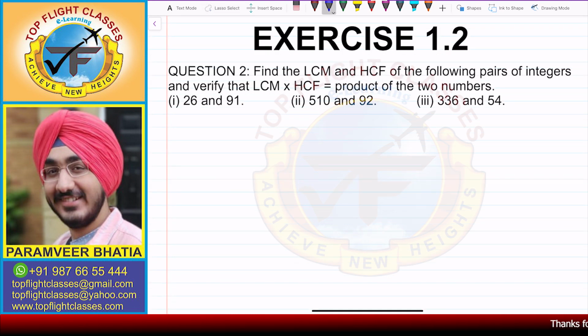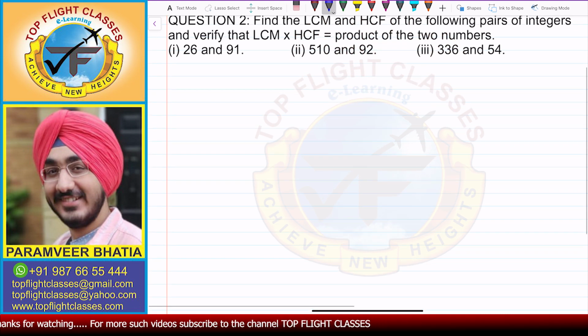In this video, we'll cover question number 2 of exercise 1.2. Question number 2 says: find the LCM and HCF of the following pair of integers and verify that LCM multiplied by HCF is equal to the product of the two numbers. Now we have three parts for the question. Let us start with the first part.